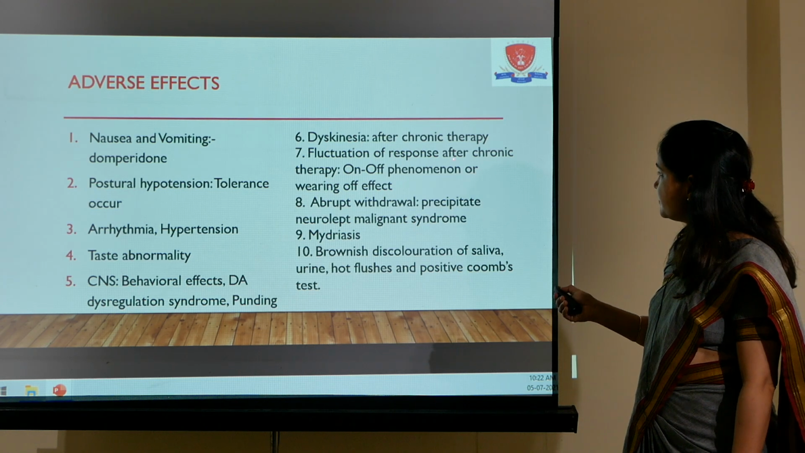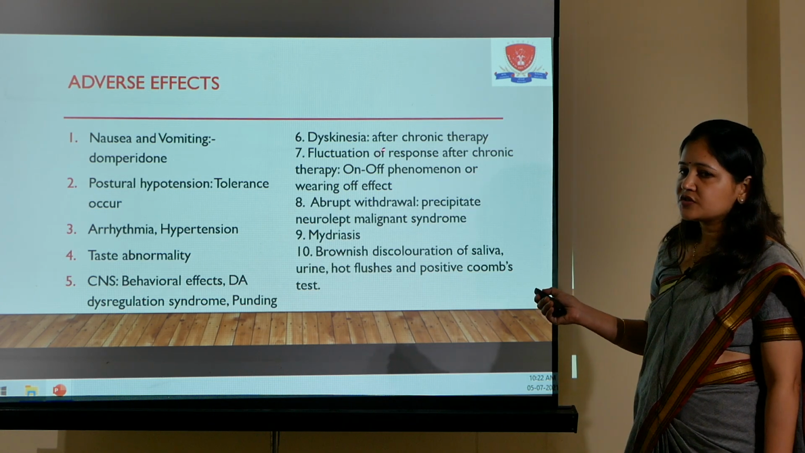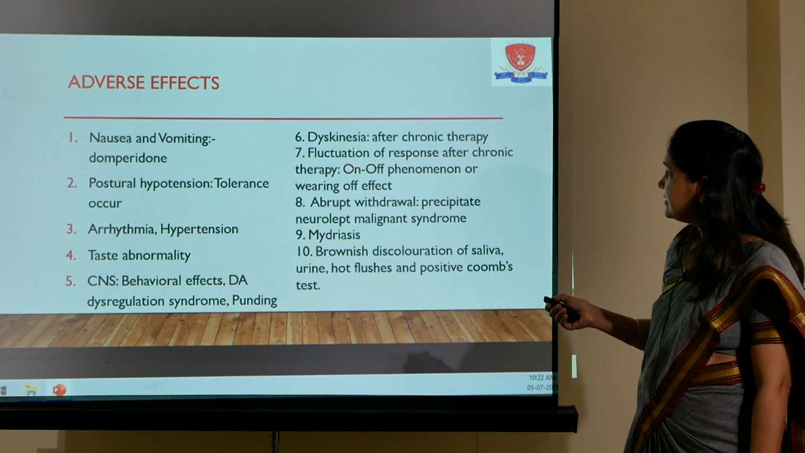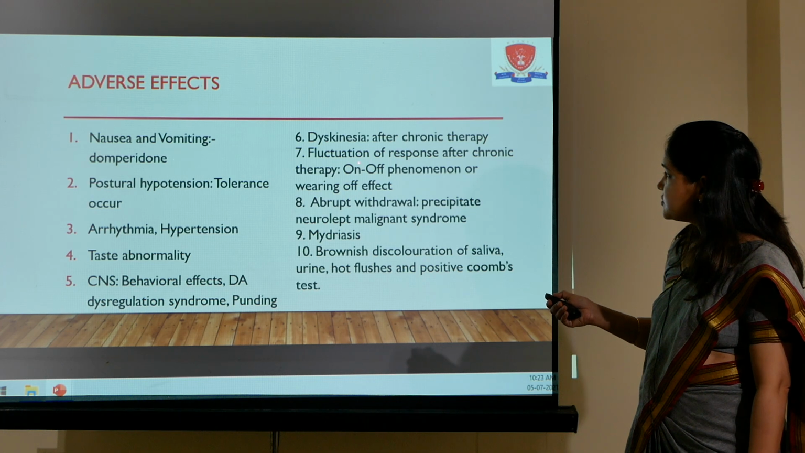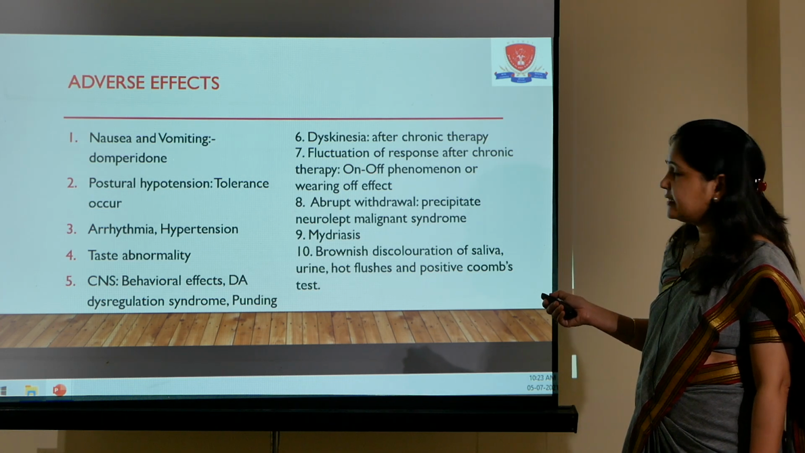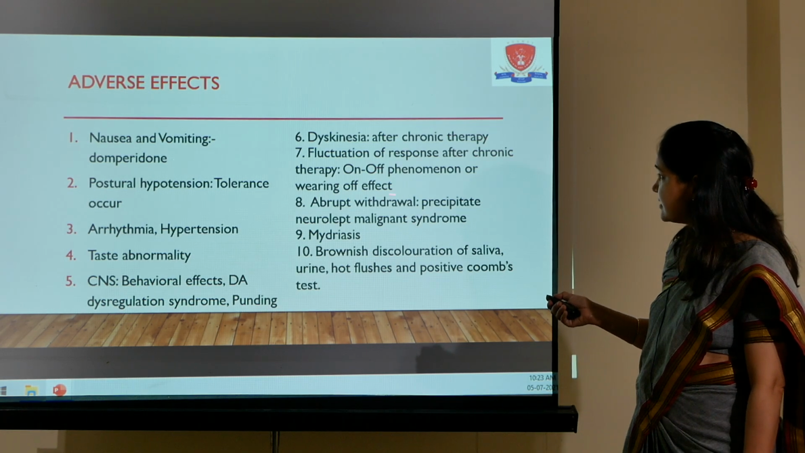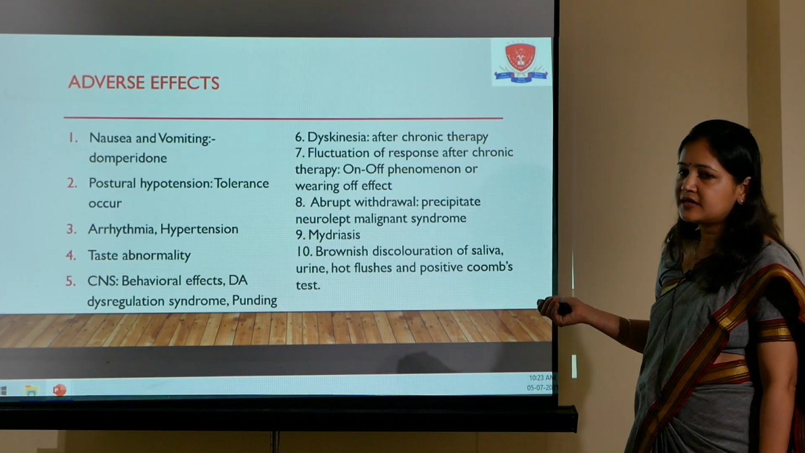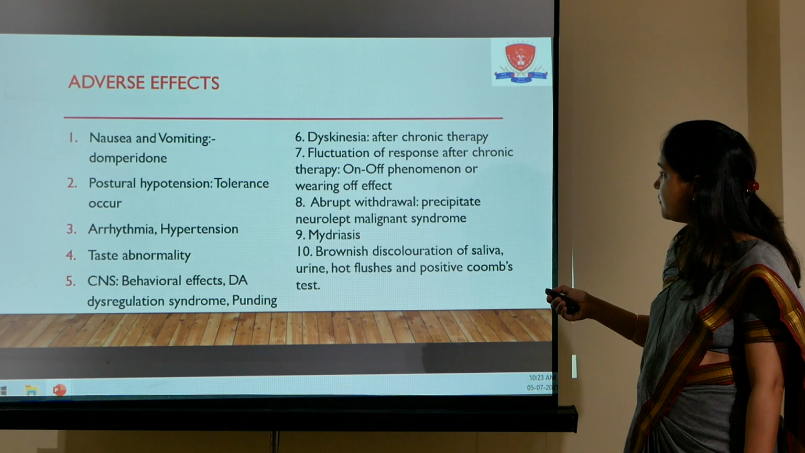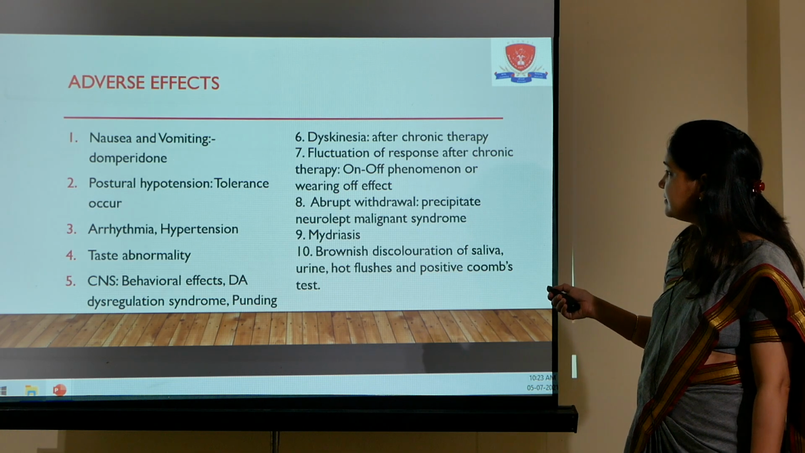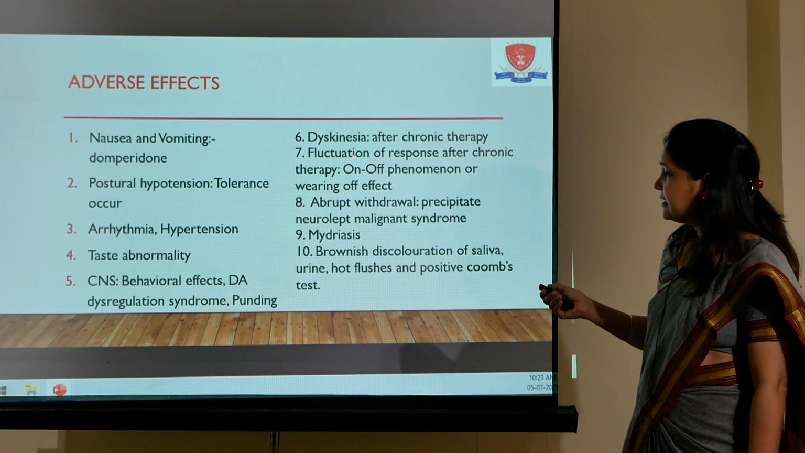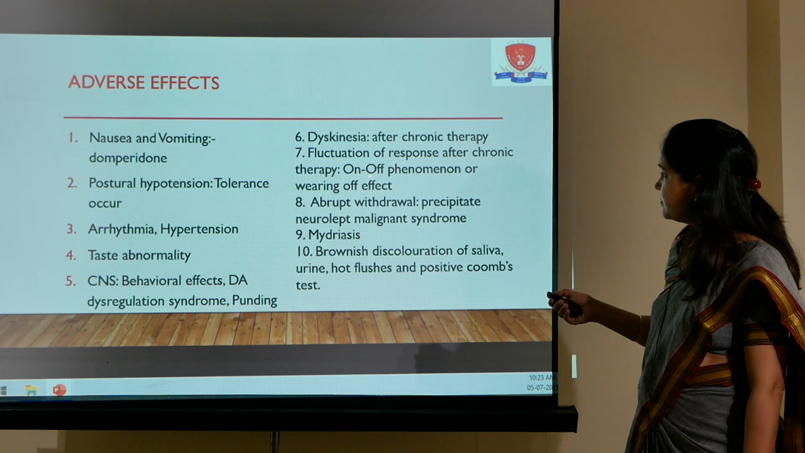Now fluctuation of response can also occur because of the short half-life. On and off phenomena can be seen. On is when no symptoms of Parkinsonism are seen, and off is when the symptoms start appearing again. It is known as the off phenomenon, or the wearing-off effect, and this wearing-off effect can be inhibited by giving carbidopa or by adding other drugs like COMT inhibitors or MAO-B inhibitors.